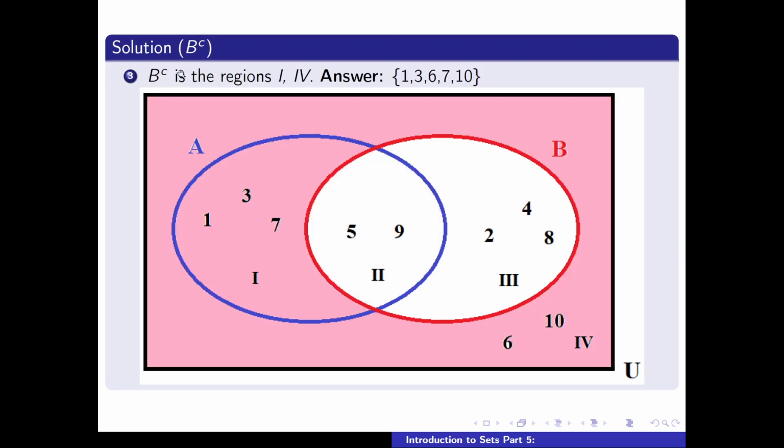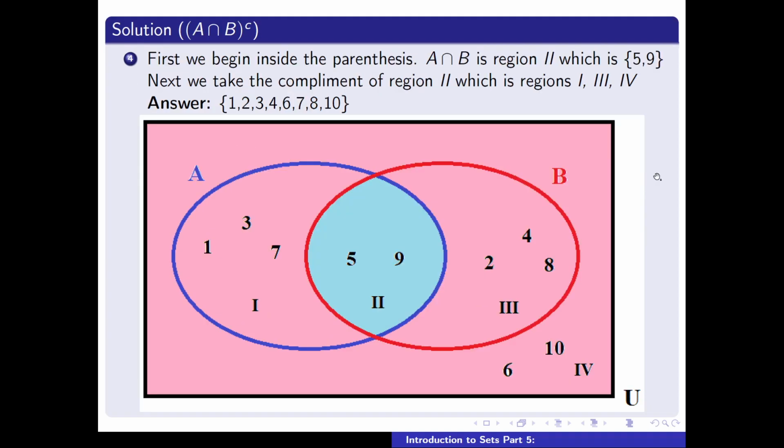Okay, now the complement of B. Again, from our definition, the complement of B is everything in the universal set except for B. So we highlight everything outside of B here. So as we see again in pink, everything outside of B is highlighted, which accounts for regions 1 and 4. So we simply count the elements in regions 1 and 4 and list them. So 1, 3, 6, 7, and 10. So those are the elements in the complement of B: 1, 3, 6, 7, 10. Okay? All right, let's take a look at the final example here.